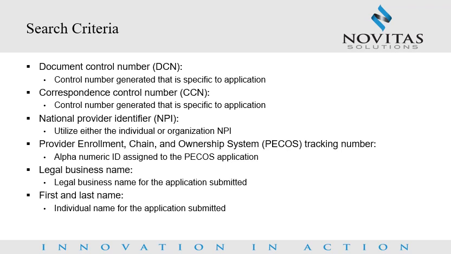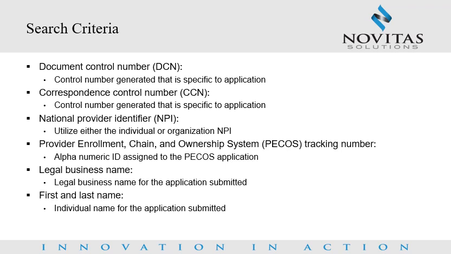Search criteria. There are 6 different ways you can search for an application. The Document Control Number, DCN, is a unique tracking number specific to the application. The Correspondence Control Number, CCN, is also a unique tracking number specific to the application. The CCN was previously used for revalidation applications. Unless you are searching for an old application, you will not be using the CCN number.